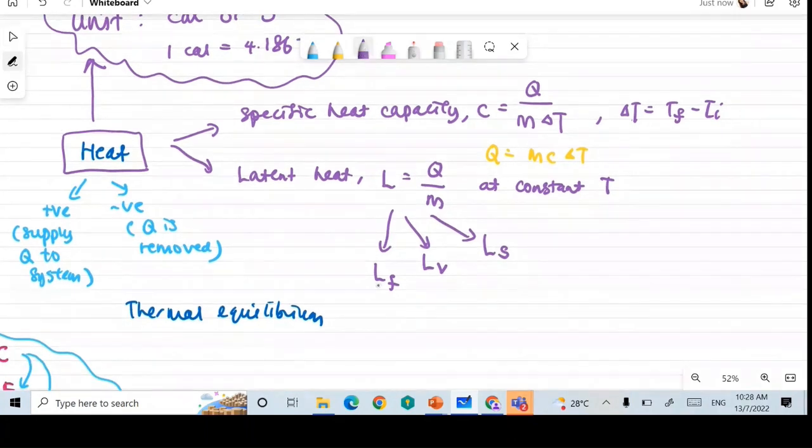So what is the latent heat of fusion? It means when the phase change involves solid and liquid. Vaporization refers to the changing of phase involving liquid and gas.